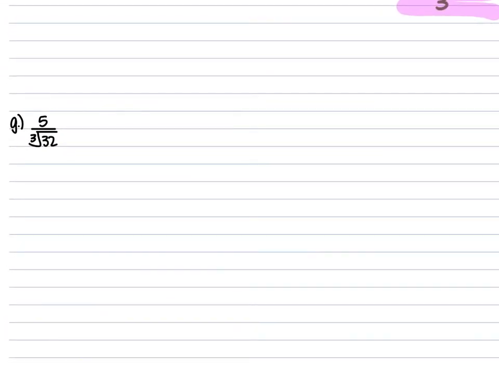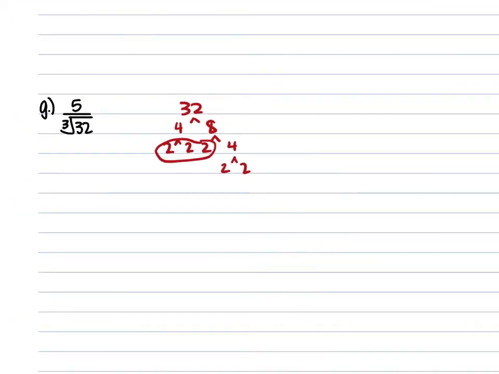Now that cube root of 32, the index is 3. So we first want to simplify this. We take the 32, find the prime factorization of it. We have 4 and 8. The 4 is 2 and 2. The 8 is 2 and 4. The 4 is 2 and 2. So we're looking for a group of 3. We have a group of 3 here. So this is going to simplify to be 5 over 2 cube root 2 times 2, which is 4.